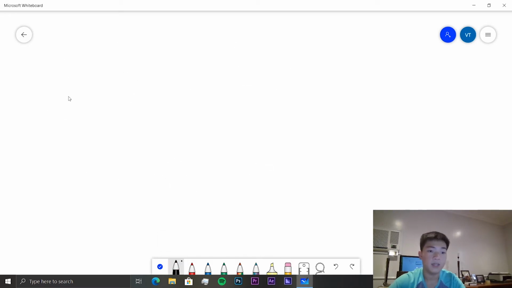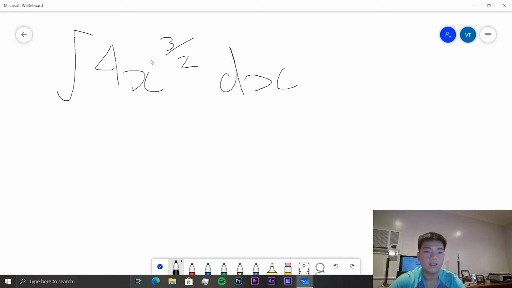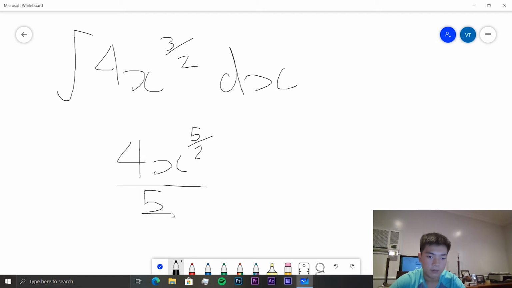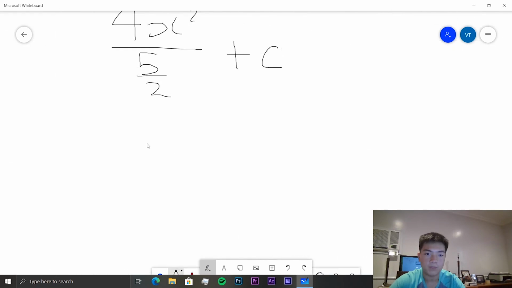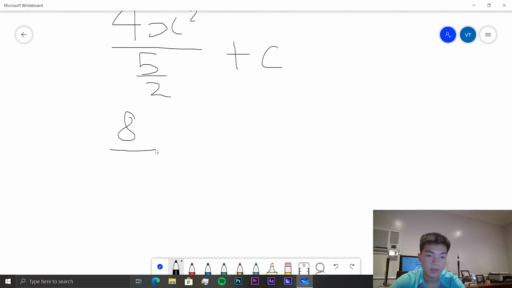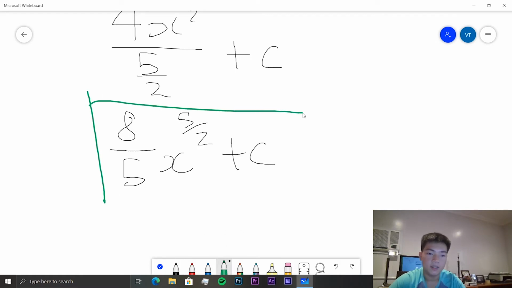Next, we have the integral of 4x to the 3/2. First we add 1 to the power, so we get x to the 5 over 2, and then we have to divide by this new power, 5 over 2, plus c. We can simplify this a bit by multiplying by 2 on the top, so we have 8 over 5 x to the 5 over 2, plus c. So this will be our new function.